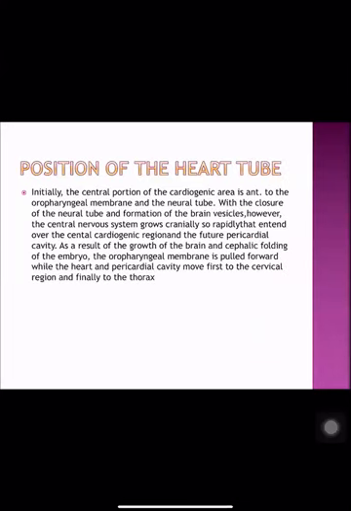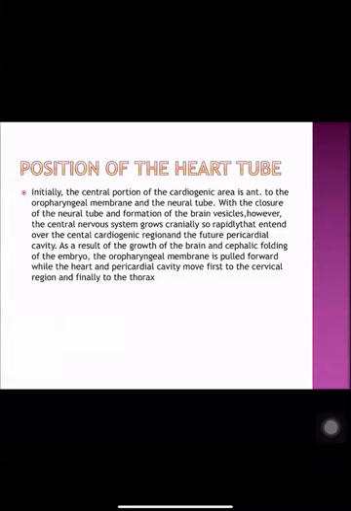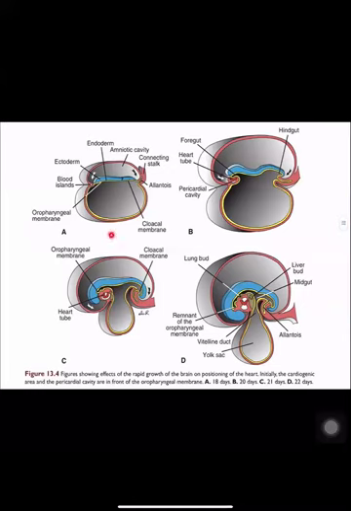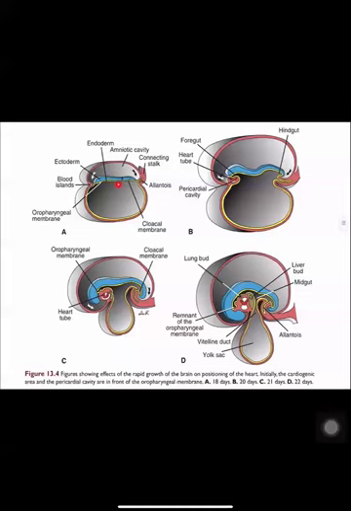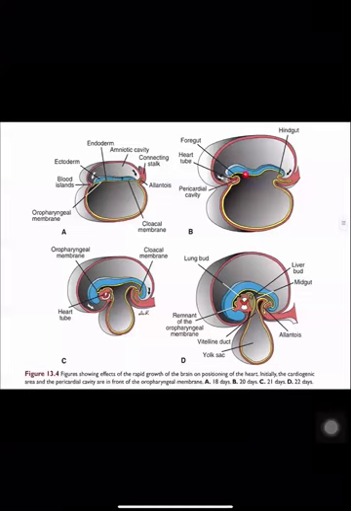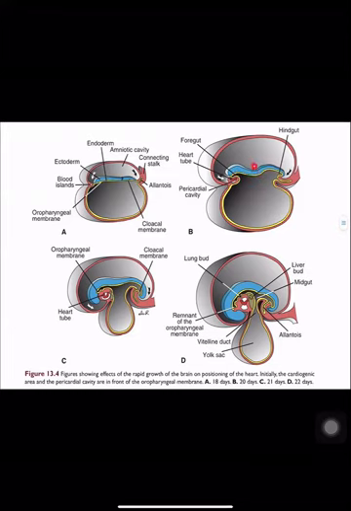Now, where does the heart tube lie exactly? I mean, what is its relation to the other organs? Initially, the cardiogenic area and the heart tube will lie anterior to the oropharyngeal membrane and the neural tube that is formed from the ectoderm. Now, with the closure of the tube and the formation of the brain vesicles, this central nervous system will start to migrate cranially toward the head, so it will indent over the cardiogenic area, pushing it posteriorly.